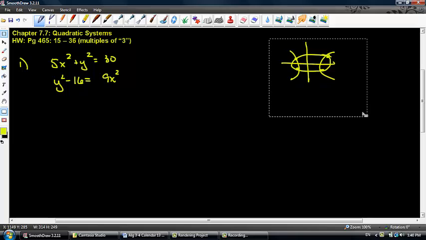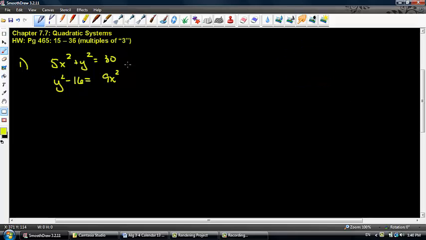There are a couple of different ways you can solve a quadratic system. First way, you can graph. Honestly, that's pretty ineffective. Solving these algebraically is a lot more effective. So I'm going to rewrite my top equation here, and the bottom equation I'm going to manipulate. I'm going to subtract 9x squared from both sides.